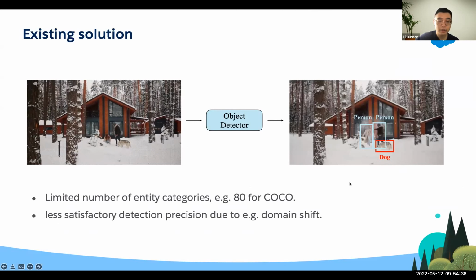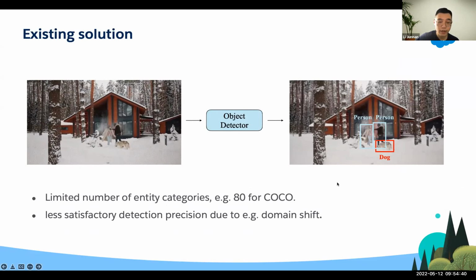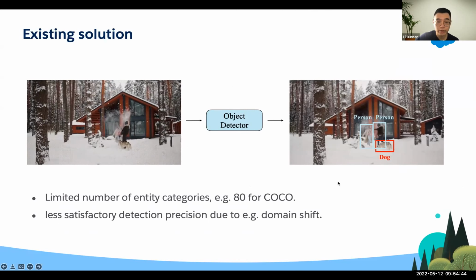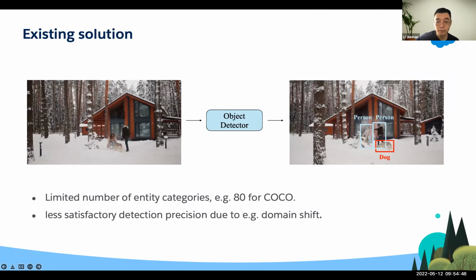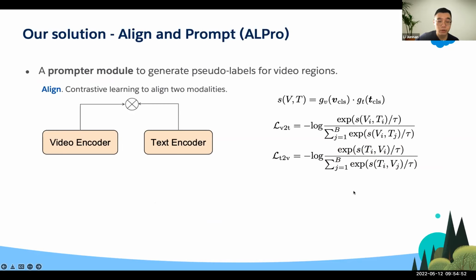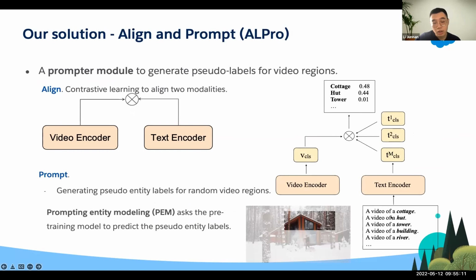Of course, we can use an object detector, but there's a limitation. There's a limited number of categories, and maybe your detection is not accurate due to the domain shift problem. So what we propose is to use this prompter module to find those pseudo labels. This prompter module basically uses contrastive learning to learn the alignment between the video modality and the text modality. And then we construct this prompt, which is basically a template of a sentence followed by the name of the object. This technique was first proposed by the famous CLIP paper from OpenAI, but here we extend it to the video and language pre-training task.